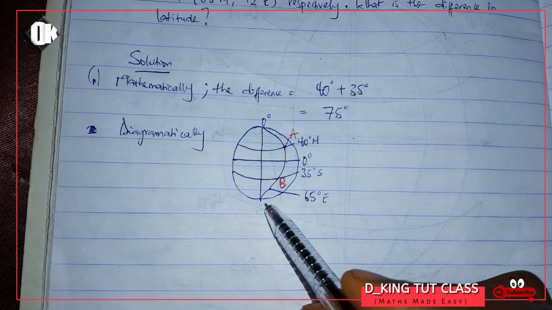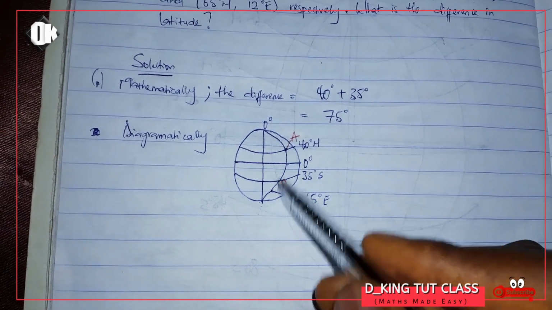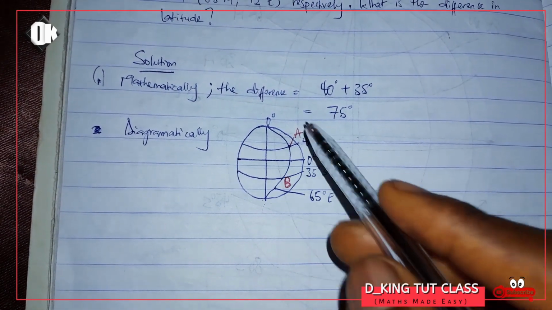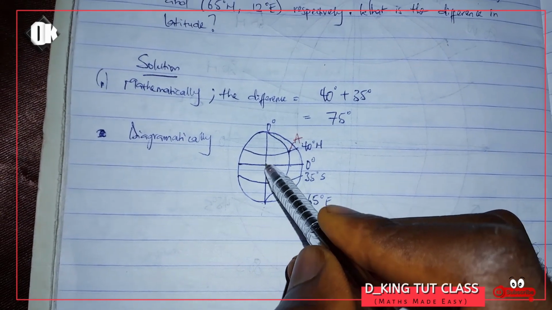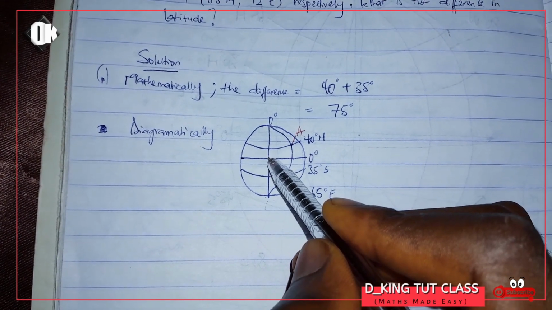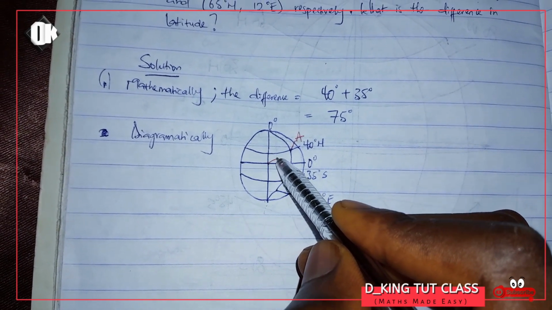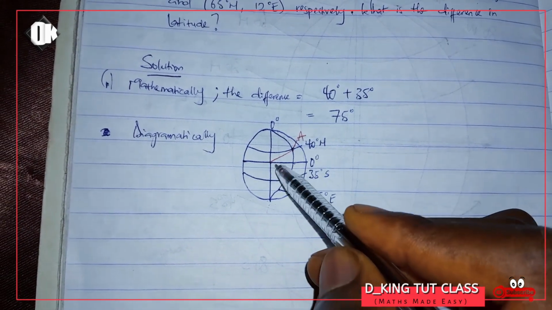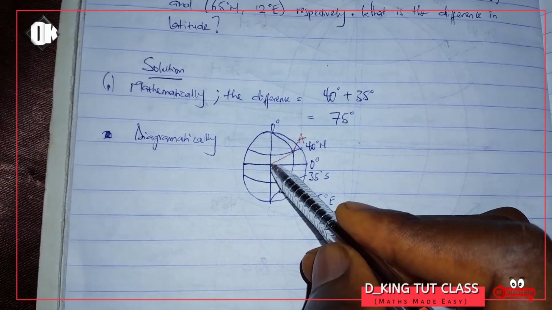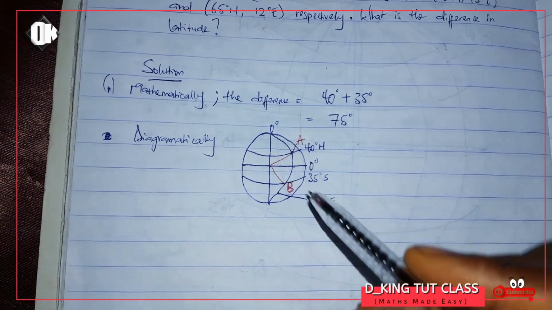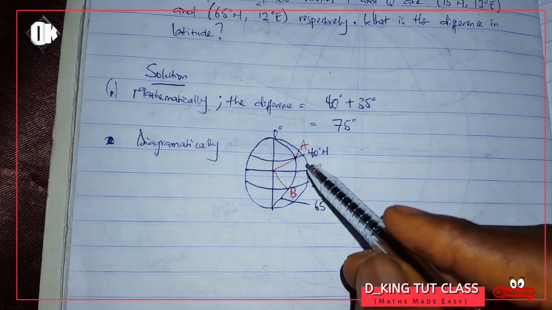This is 65° east, which is common to what? Both these lines of latitude. Now, this is the center of the whole diagram. You trace the center to that point of intersection. Trace this center also to that point of intersection. Now, it simply implies that what?